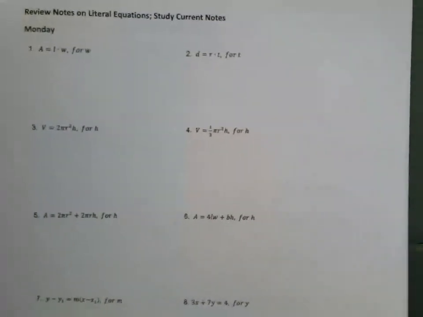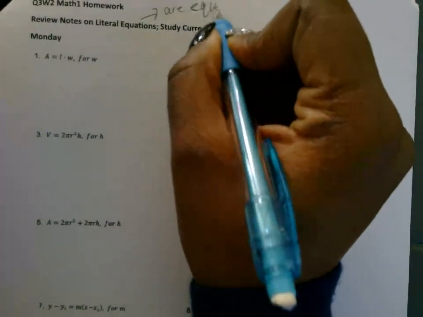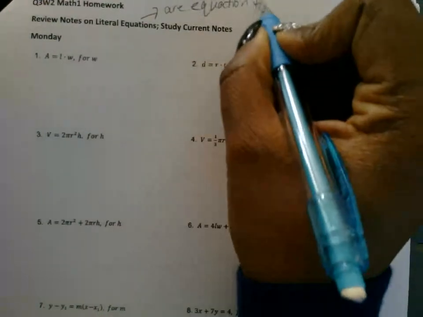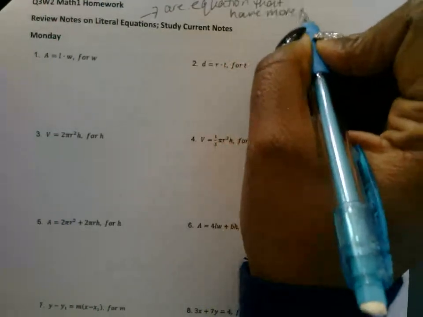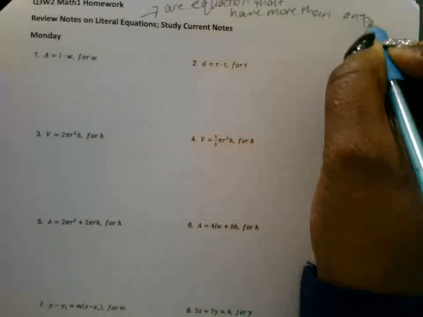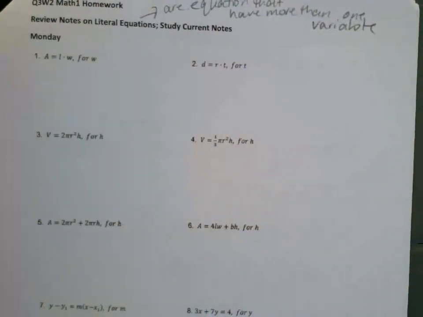Literal equations are equations that have more than one variable. So it's equations that have more than one variable.